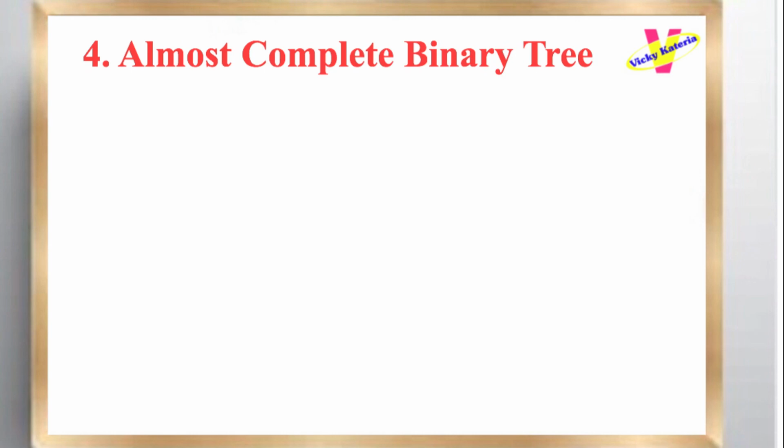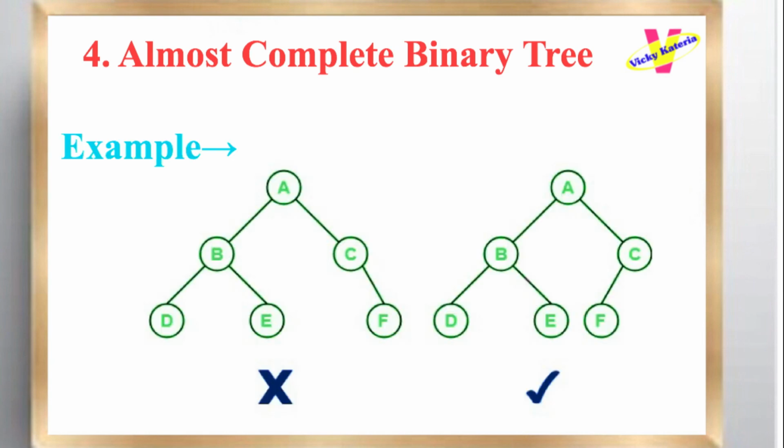Almost complete binary tree. An almost complete binary tree is a binary tree that satisfies the following two properties. All the levels are completely filled except possibly the last level. The last level must be strictly filled from left to right. Example. Here, the first binary tree is not an almost complete binary tree. This is because the last level is not filled from left to right.